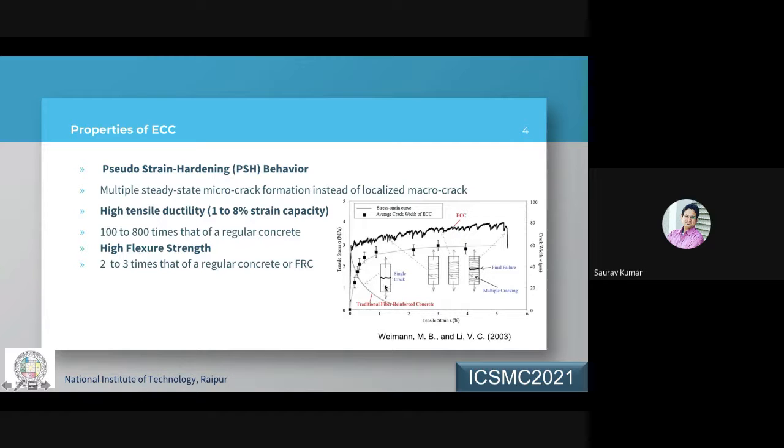Whereas fiber reinforced concrete under tensile loading shows strain softening behavior and may fail with a single crack. In ECC, the final failure occurs after several micro cracks, multiple cracks, each less than 100 microns. That is the unique behavior of ECC compared with regular concrete.